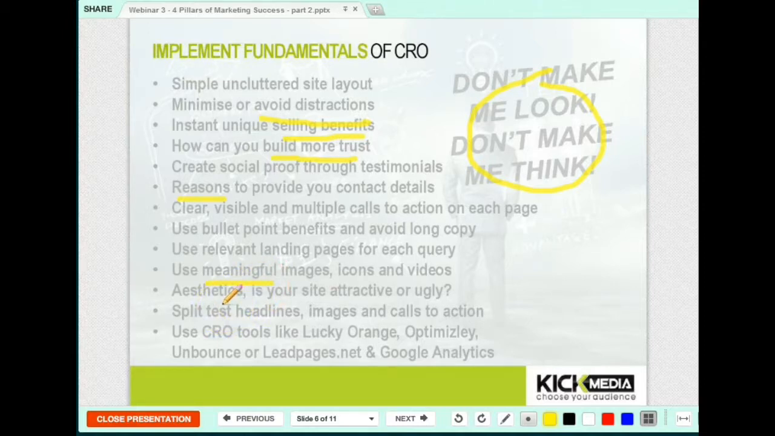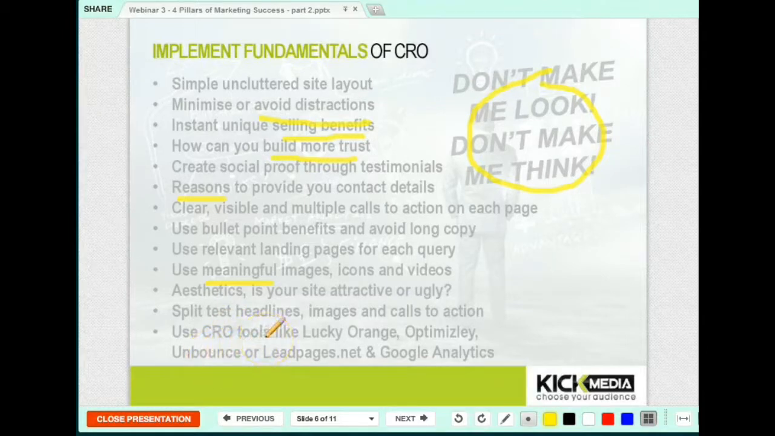Aesthetics. Is your site attractive or ugly? Most people are naturally drawn to things that visually look beautiful or pretty or attractive, and websites are no different. Okay, so we need to make sure that your websites look good, and a great way to do that is to simply compare your site to your competitors, and I'll show you an exercise on how to do that soon. Split testing headlines, images, calls to action.